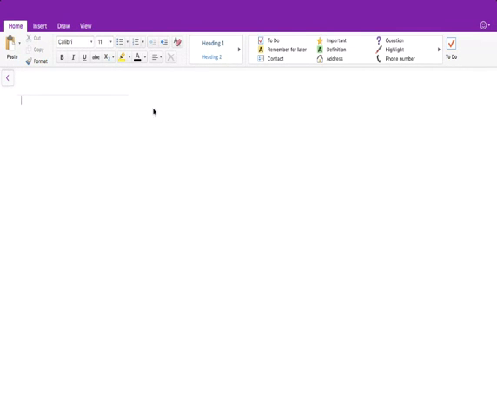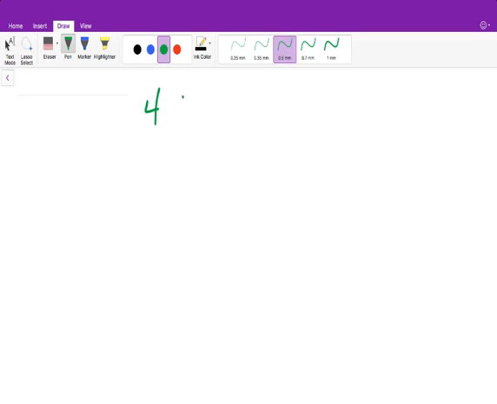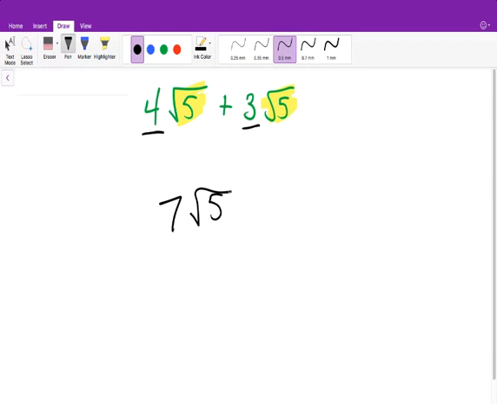All right, so the first one that we had, it was 4 times the square root of 5 plus 3 times the square root of 5. So remember, when we're adding or subtracting radicals, the radicals need to be exactly the same. And in this case, they are. They're both the square root of 5. So we can go ahead and add the numbers out front. So 4 plus 3 is 7. So it's 7 times the square root of 5. All right, that is it for that one.